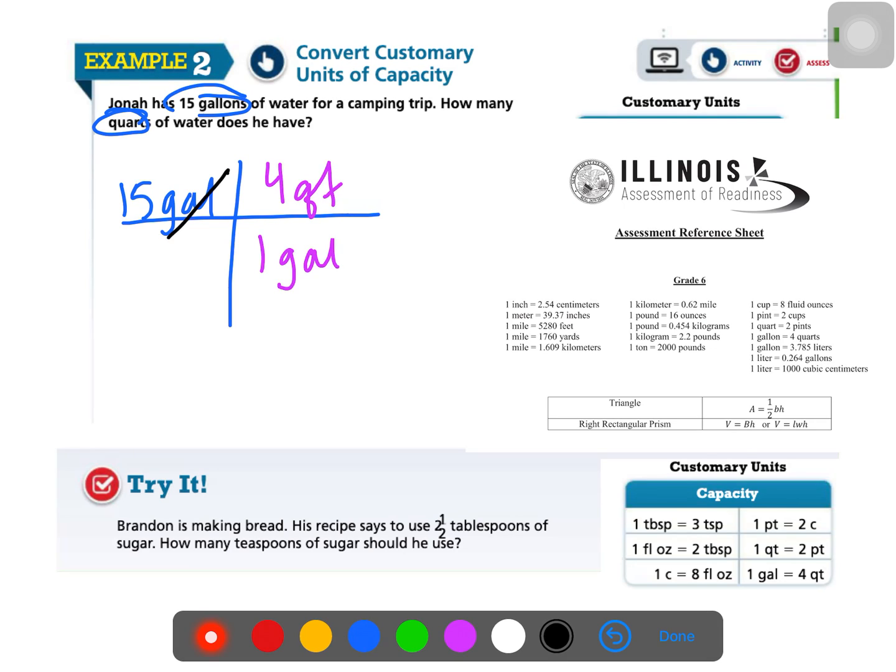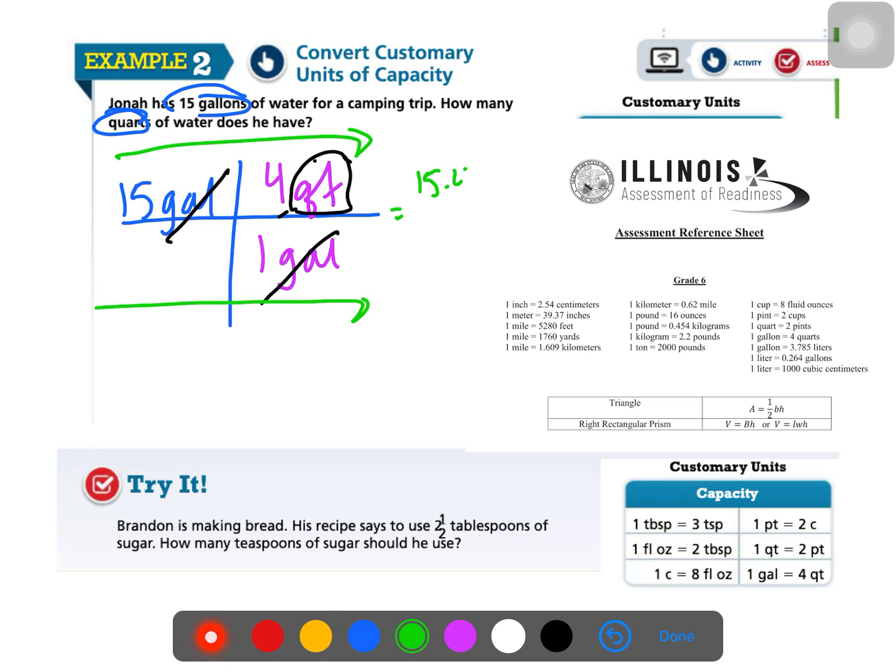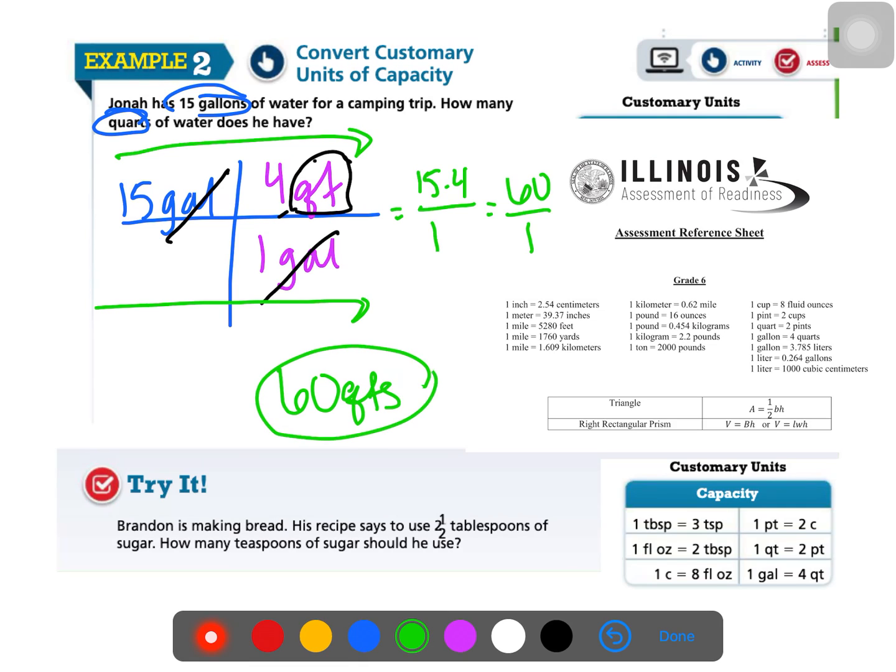So gallons are diagonal, that unit cross cancels, and I'm left with my quart label, which is what I wanted to be left with. I'm going to take my numbers and multiply across to get a fraction. So I'm going to do 15 times 4 over 1, which is equal to 60 over 1, and that simplifies to 60 quarts. Okay?